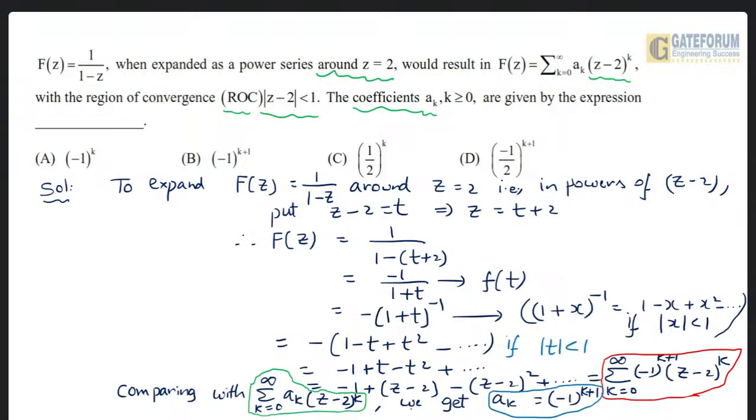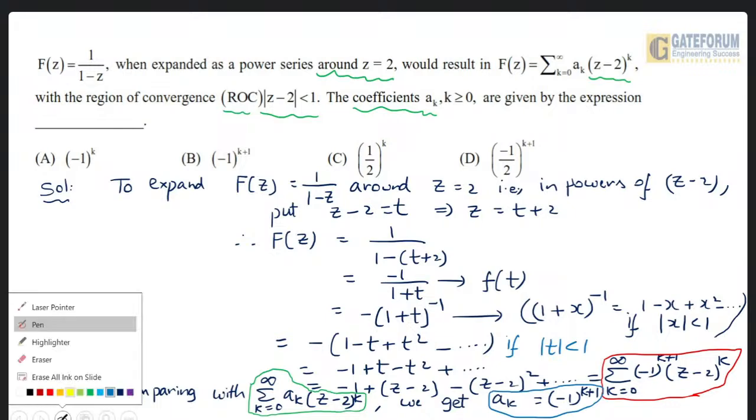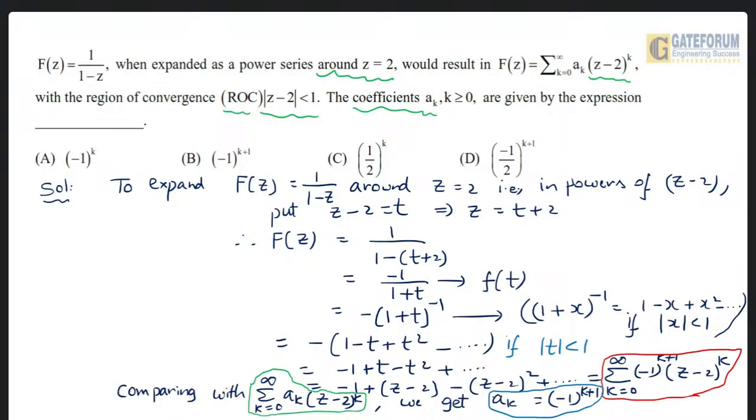So finally, I can write the convergence in this. If mod Z minus 2 is less than 1. Actually it is not required to write the ROC, it is already mentioned. Just by comparing the procedure, I'm writing like this. Finally, the option is B. This is the end of the question.